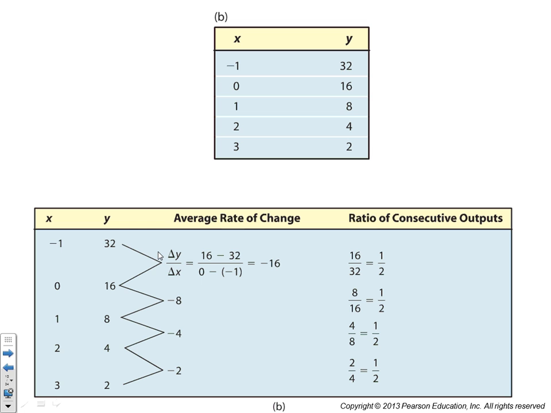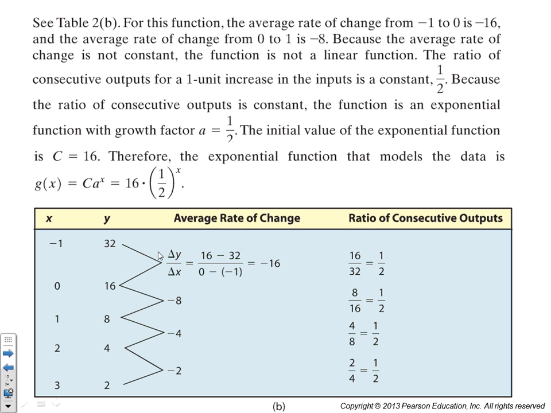The second one does not have a constant average rate of change, but it does have a constant ratio of 1/2. So with a constant ratio of 1/2, our initial value, so when x is equal to 0, our y is equal to 16. So our function is g of x equals 16 times 1/2 to the x power.